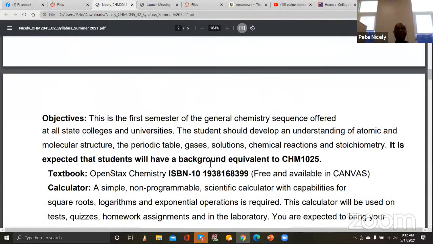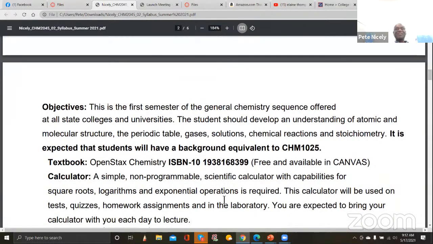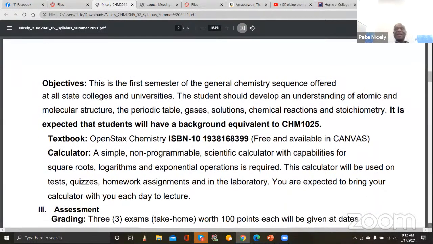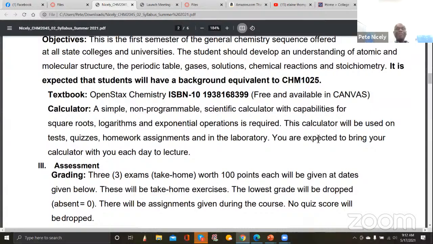Where is the syllabus? Okay, so here's the syllabus again. In addition to the textbook, you need to get a simple non-programmable scientific calculator with certain capabilities such as the square root, logarithm, and exponential functions, all right? And of course, your calculator will be used when you're doing your tests, exams, and so on. Well, there'll be no quizzes, I should say, so I should just limit it to tests and your final exam and your assignments.